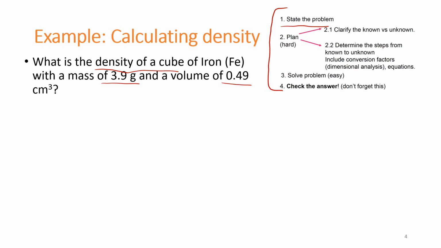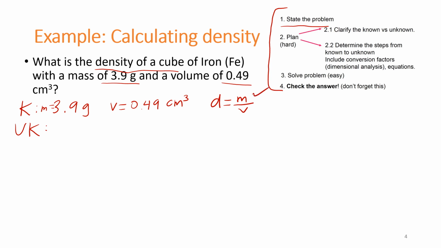Now, for number 2, we're going to clarify the known versus unknown. So our known, K, and our unknown, UK. So known, we have 3.9 grams for our mass, and then for our volume, we have 0.49 centimeters cubed. We also know that density equals mass over volume. We know we have both the mass and the volume. What we need to solve for is density. So our unknown is our density.